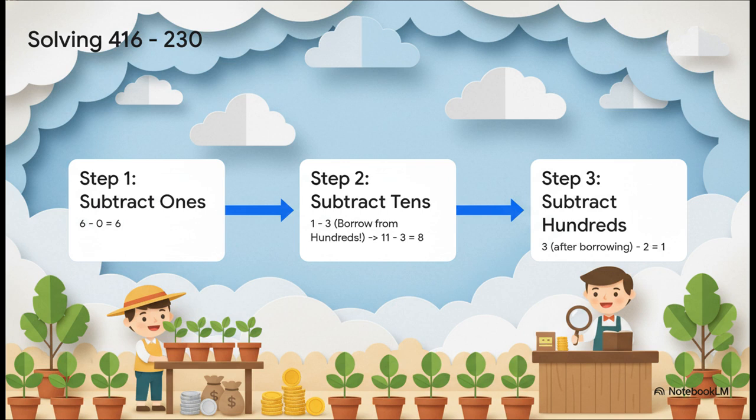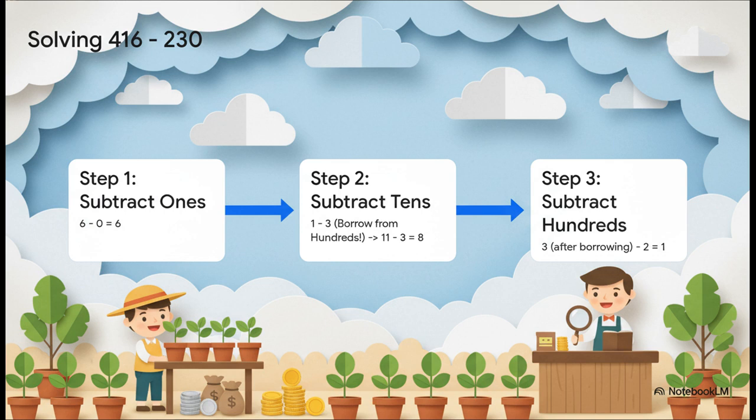Again, let's start with the ones. 6 minus 0 is just 6. Now for the tens, we have 1 minus 3. We can't do that, can we? So we need to borrow from our neighbor, the hundreds place. We'll take 1 from the 4, which leaves a 3 over there. That 1 we borrowed turns the 1 in our tens place into a big 11.